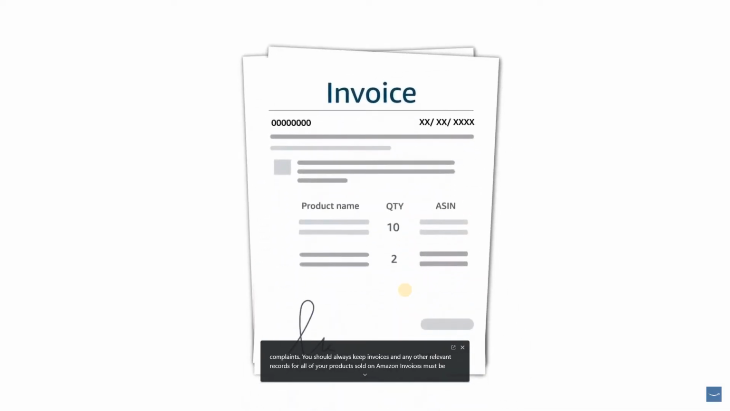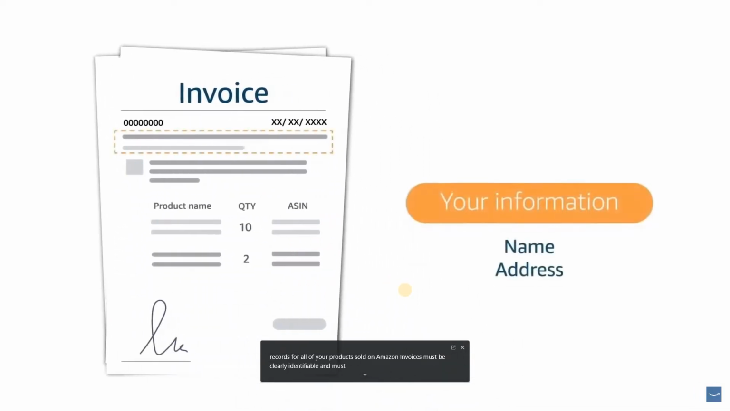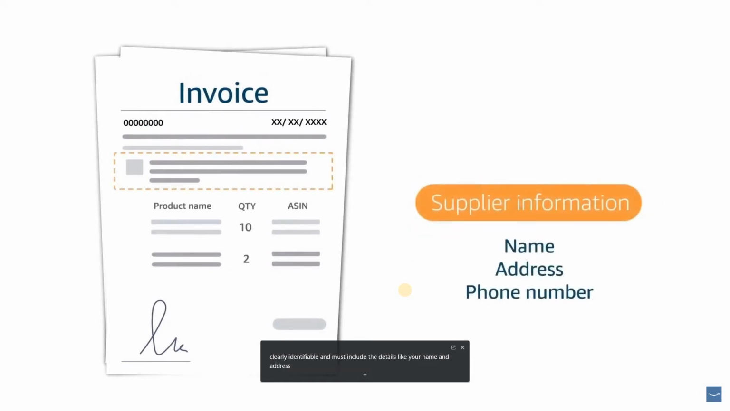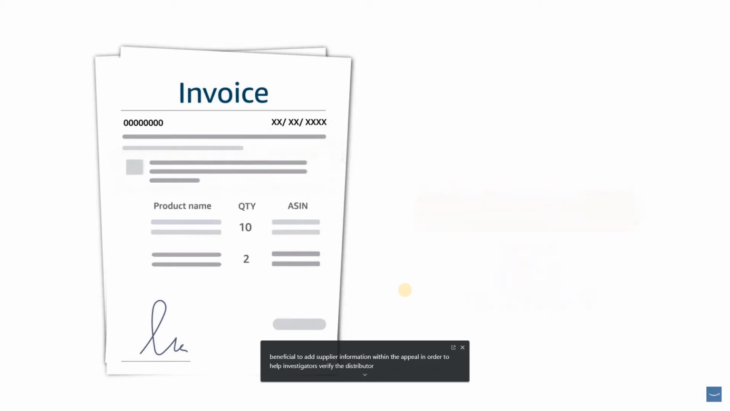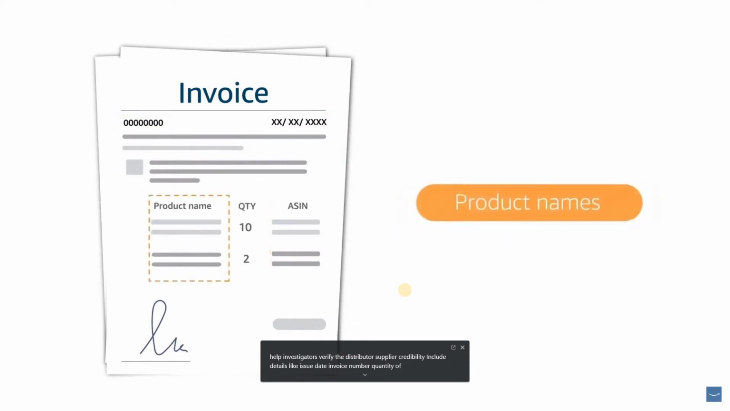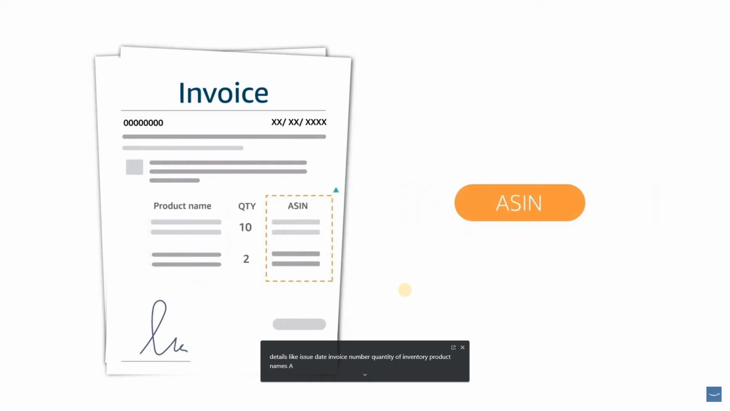Invoices must be clearly identifiable and must include the details, like your name and address, supplier's name, address, and phone number. It can be beneficial to add supplier information within the appeal in order to help investigators verify the distributor's supplier credibility. Include details like issue date, invoice number, quantity of inventory, product names, ASIN. If the ASIN in question is not clearly identifiable from the invoice line description, you can highlight the line item for the ASIN that is under review and rescan the invoice to submit. This will help eliminate confusion and expedite the review process.